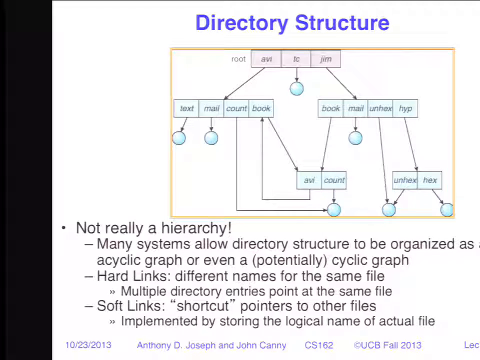We can do the same thing with files. We can make hard links to a file. So this unhex file here can be the same file. Right? So this is a hard link here. Right? So the same inumber is stored here as is stored here. This means we have to do reference counting. Because if we delete the file here, we can't actually delete the file because there's another link to it. Right? So we have to reference count as soon as we introduce hard links. That introduces complexity in our file system.